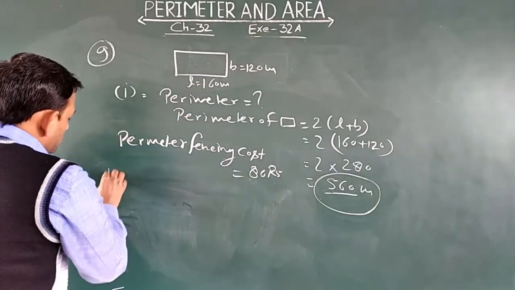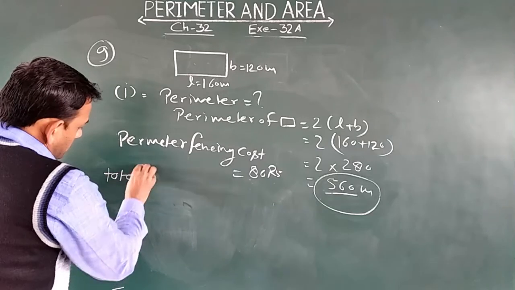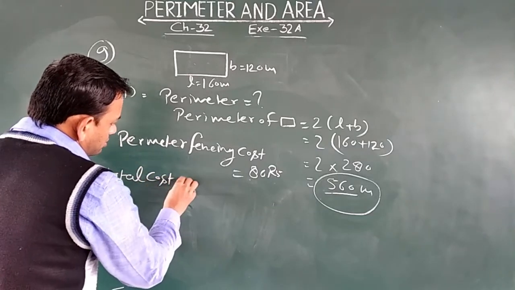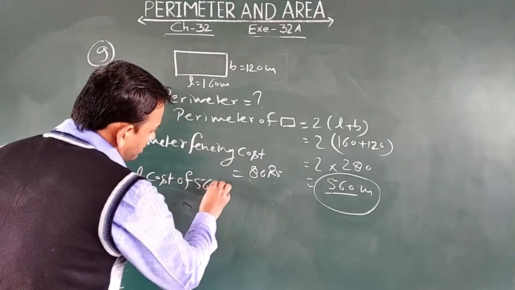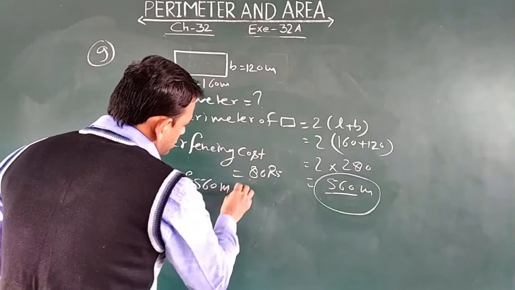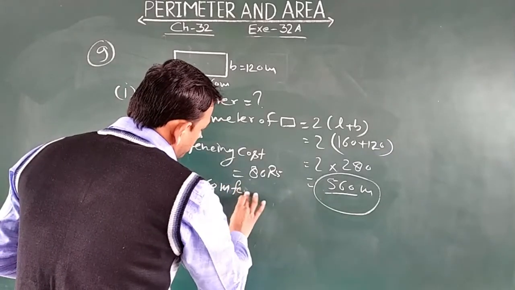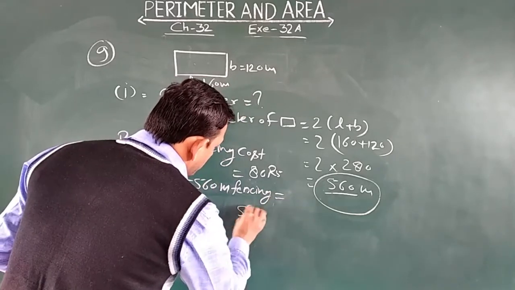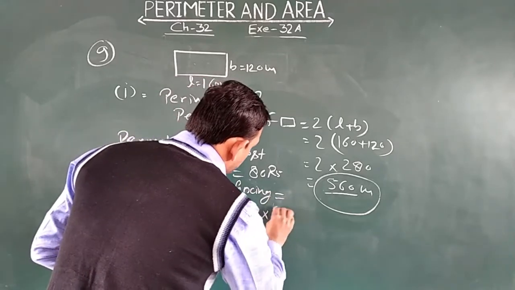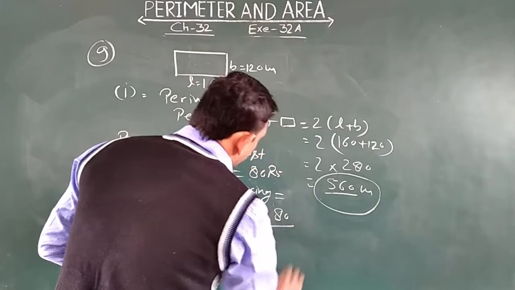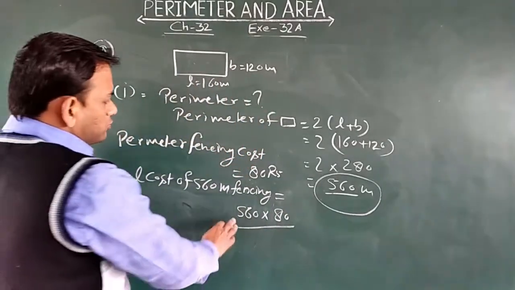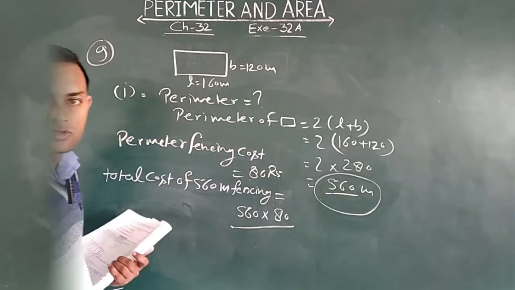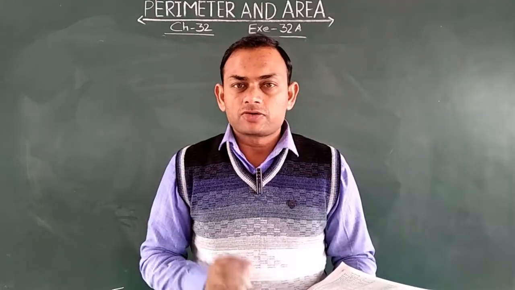So the total cost of 560 meter fencing is equal to 560 multiplied by 80. So when you multiply it, you will get the total cost of fencing. Got it? Now I am just going to tell you question number 10.